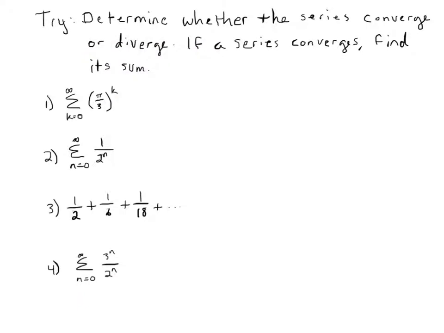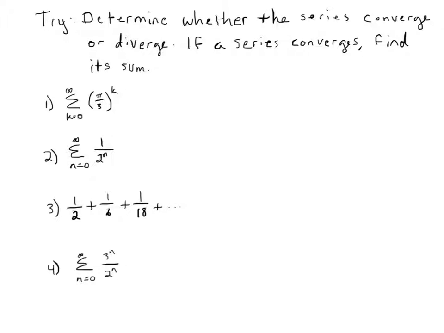Alright, so here are some for you to try. These are all geometric series, and all you have to do is determine whether it converges or diverges, which means we're looking to see how r compares to 1. And if a series converges, you need to find its sum using that formula that we had on the very first slide about geometric series, the a over 1 minus r formula.